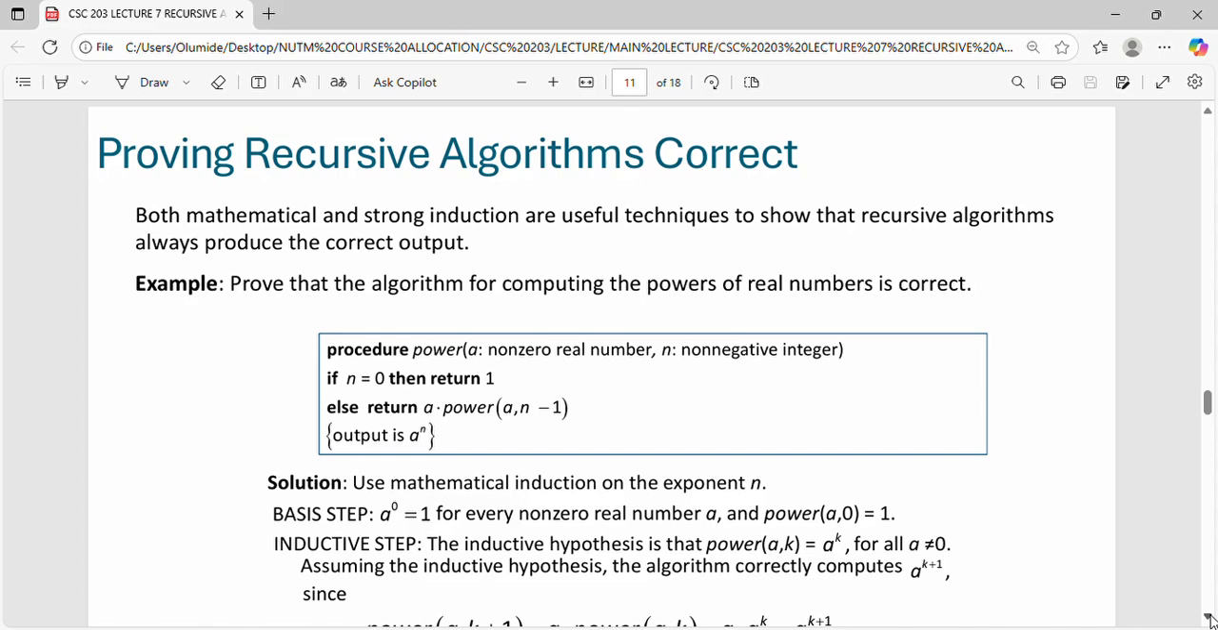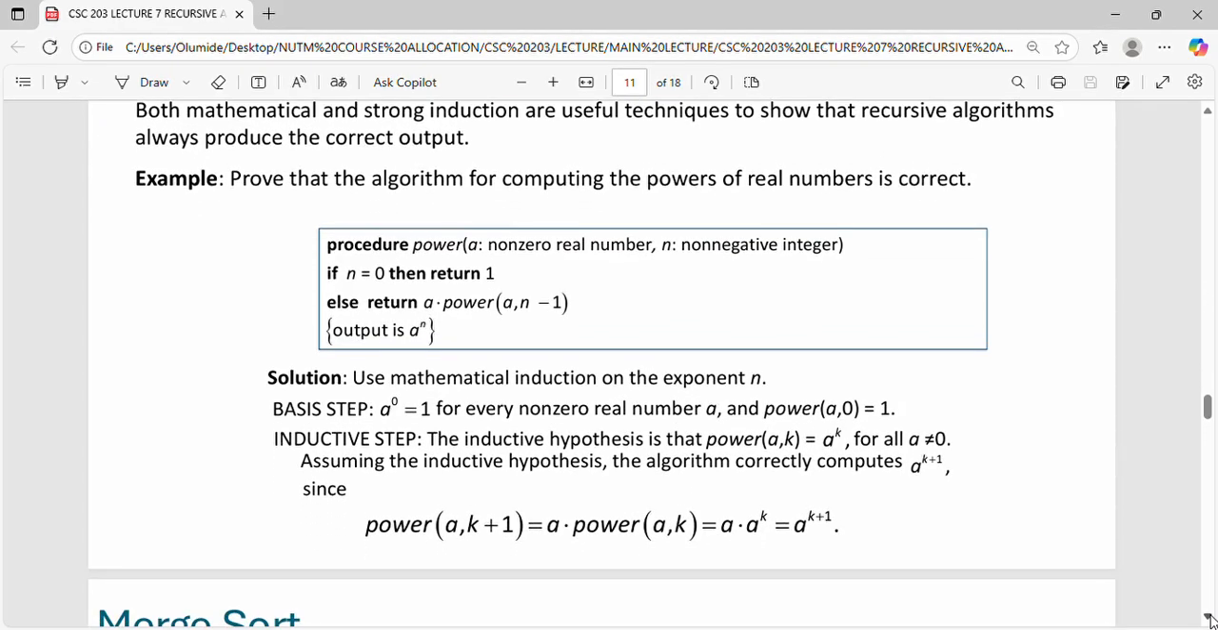We say power(a, n), where a is a non-zero real number and n is a non-negative integer. If n equals 0, then return 1, else return a times power(a, n minus 1). Then the output is a raised to the power n. We have this above, but we want to use mathematical induction. So use mathematical induction on the exponent n. The basis: a raised to the power 0 equals 1.